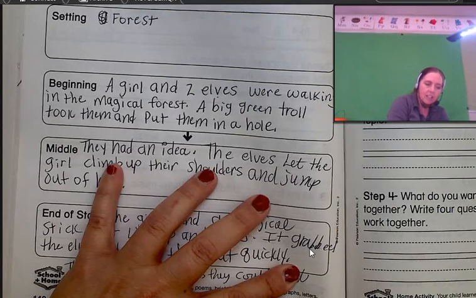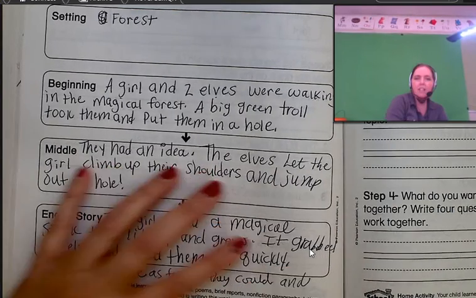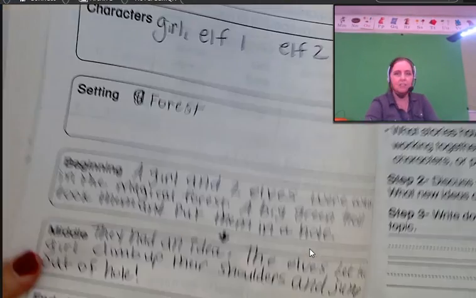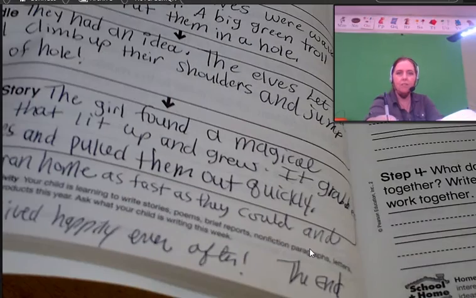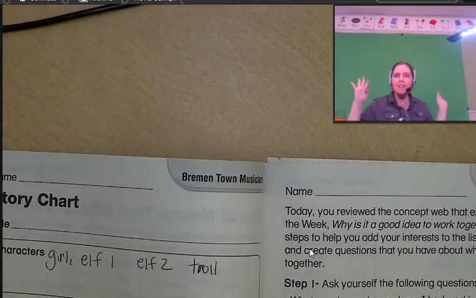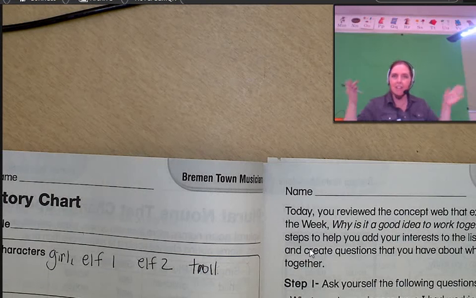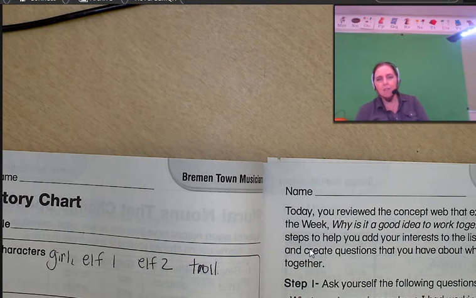The end. Now you know it's a fairy tale when you write the word, where'd it go? The end. That's always a fairy tale ending. The end. Once upon a time is how you start a fairy tale, usually once upon a time, and they lived happily ever after in the end.